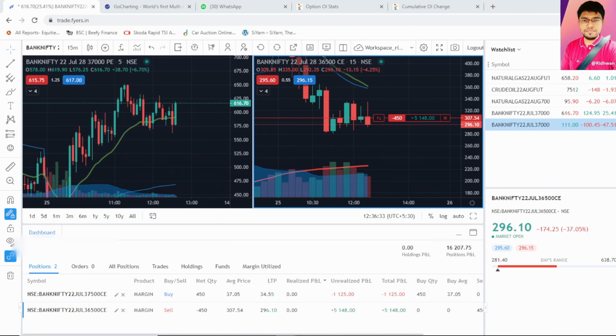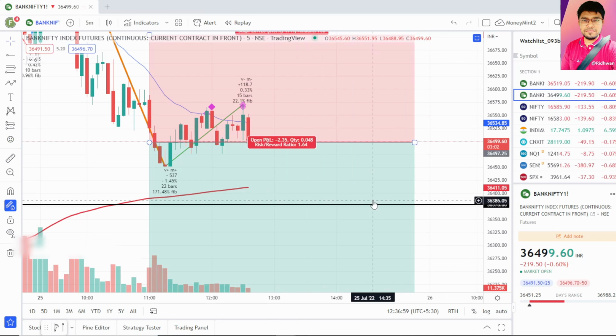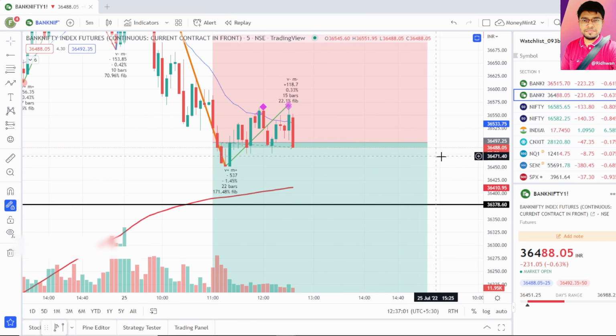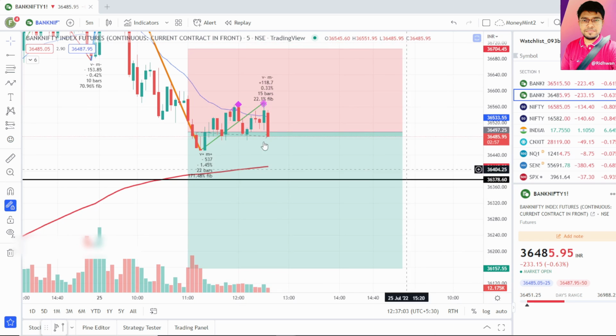So if I talk about right now, currently around more or less the same position where we left with the last update. I'm just waiting for this LTP of 36500 to go below around 290 or so, and then I will be very much confident that the black line should be reached next and our target should be there. So still it is trying to pot into our profit zone, so that's good for us.